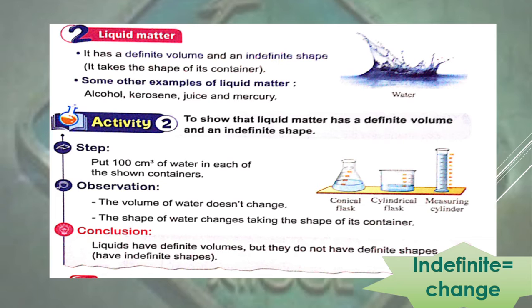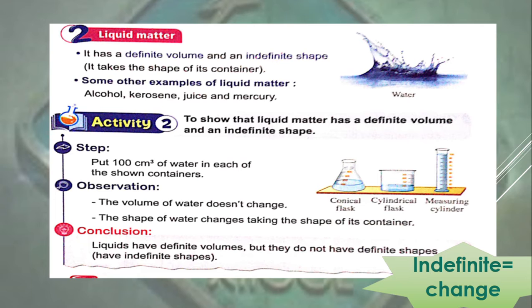Let's identify the liquid state. When we bring 100 milliliters of water and pour it in a graduated cylinder, after that pour it in a cylindrical flask, after that pour it in a conical flask, what do we notice? We notice that the volume doesn't change. So, liquid has definite volume.